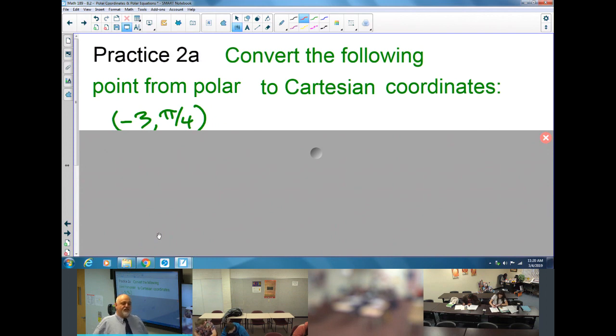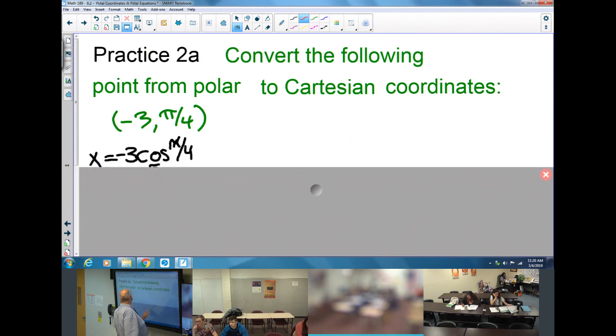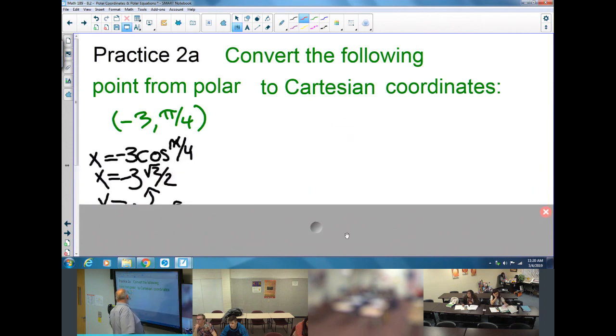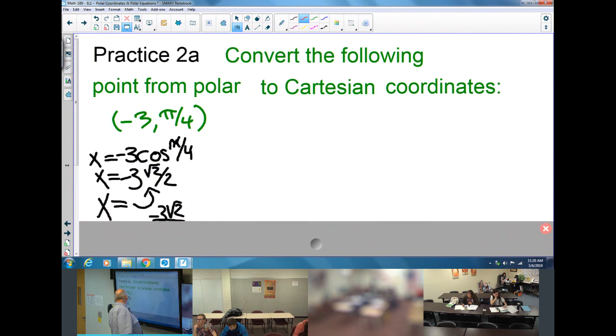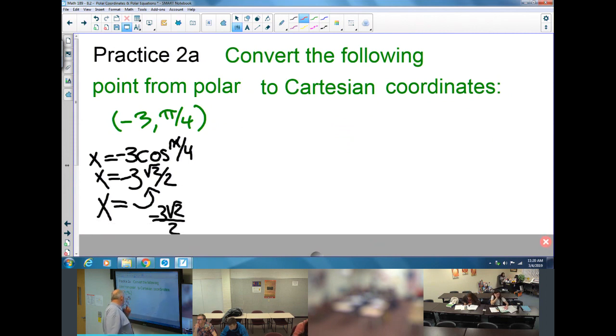All right, so Junior, when you've got the x value, let us know what that is. Negative 3 square root 2 over 2. Negative 3 times square root of 2 over 2. All right, good. Any questions on that?